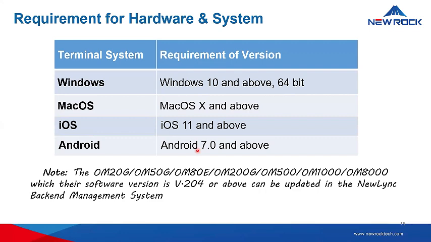I think some of you here are our partners for a long time and have been using our OM20G, 50G, and the other models of OM. So we also require the software version that is 204 or above, and I think it can also be updated in the New Link backend management system for you to be able to support New Link.